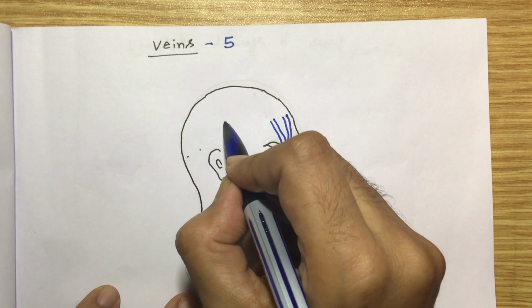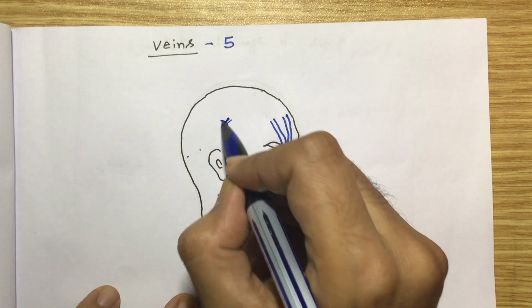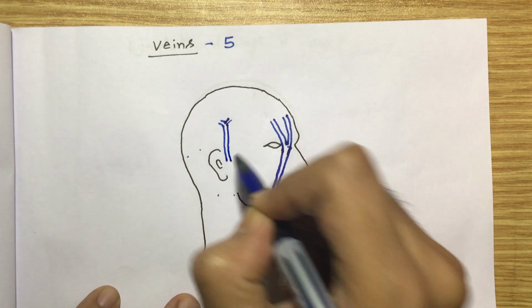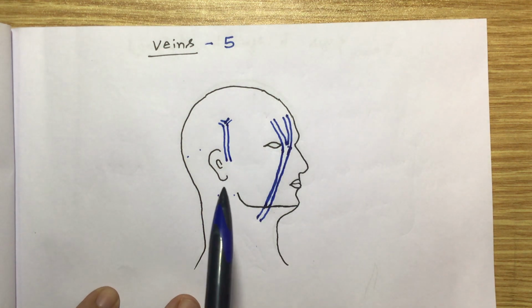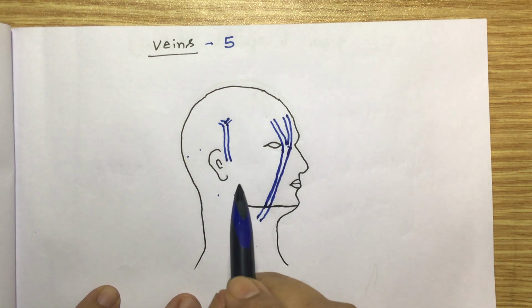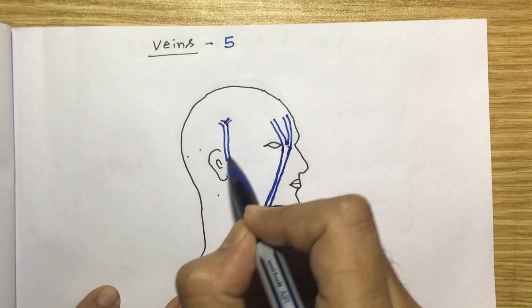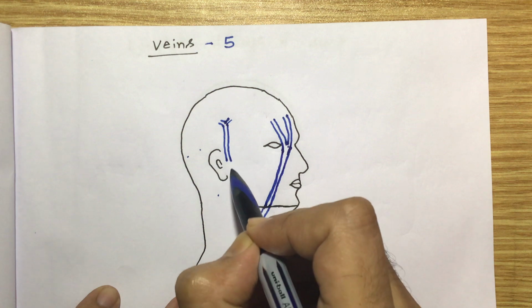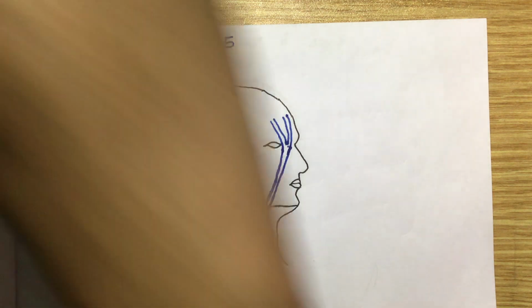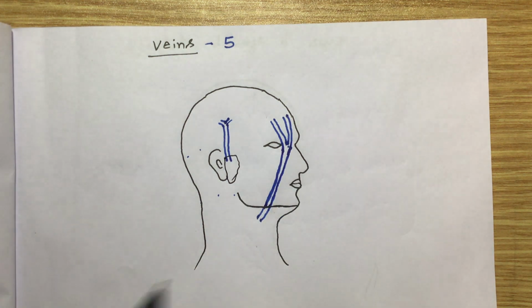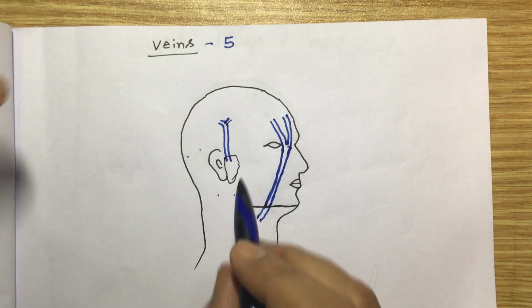Here, what will be the vein? The same name according to the artery, that is the superficial temporal vein. It descends downwards in front of the ear. Here lies the parotid gland, so it enters within the substance of the parotid gland.